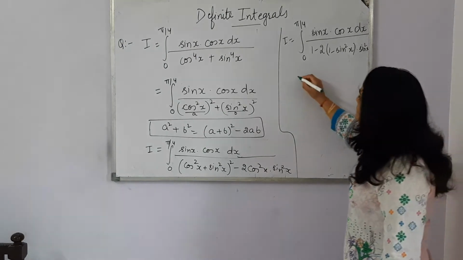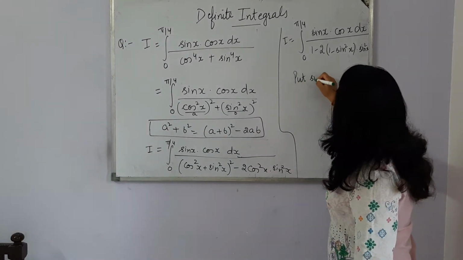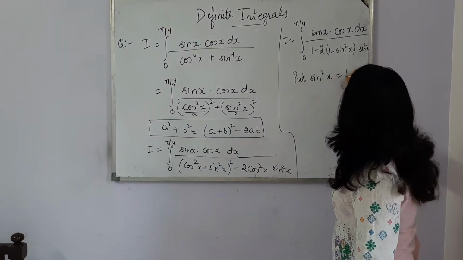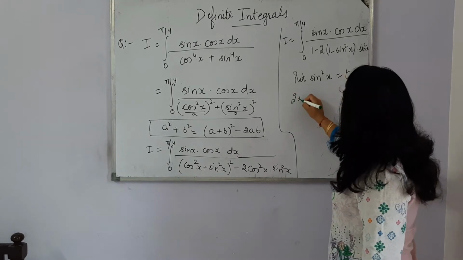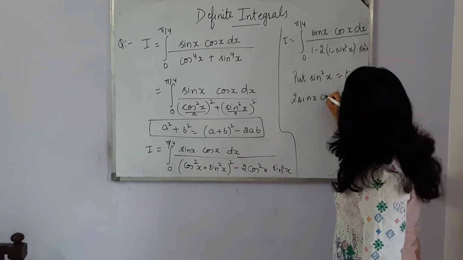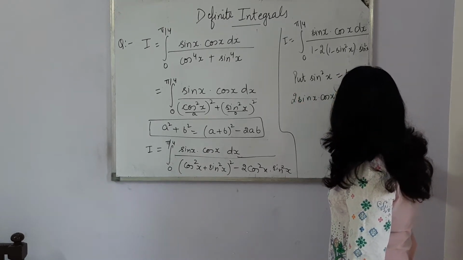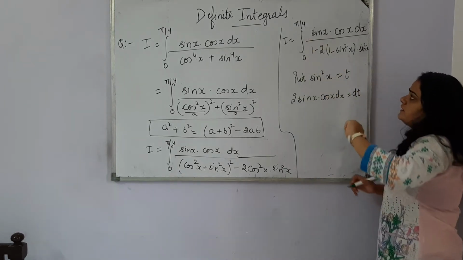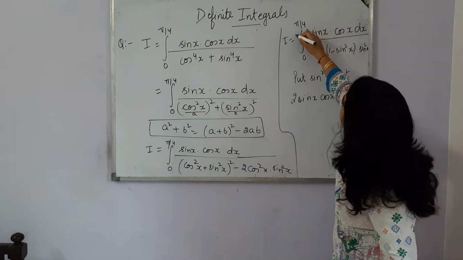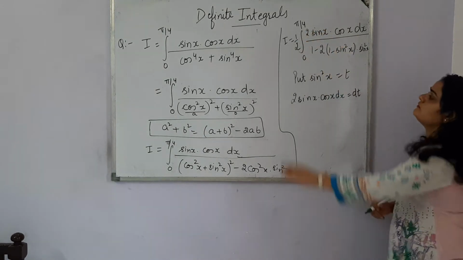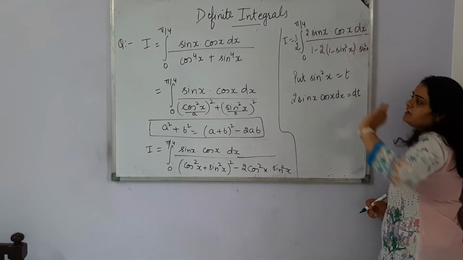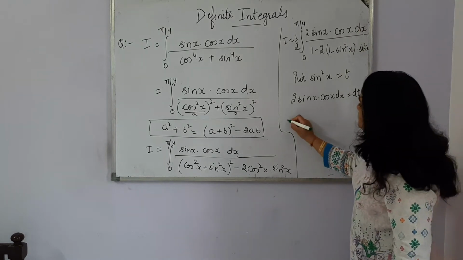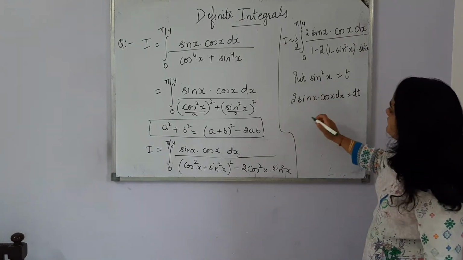So can we substitute? Now we will substitute sin square x is equal to t. So we are getting 2 sin x into cos x dx is equal to dt. So here 2 is not there. So can I multiply with 2 and divide with 2? So that now the derivative is available, we can substitute the function. And we need to change the limits as well.